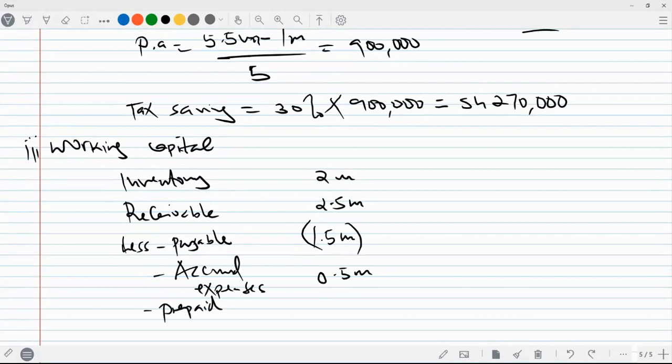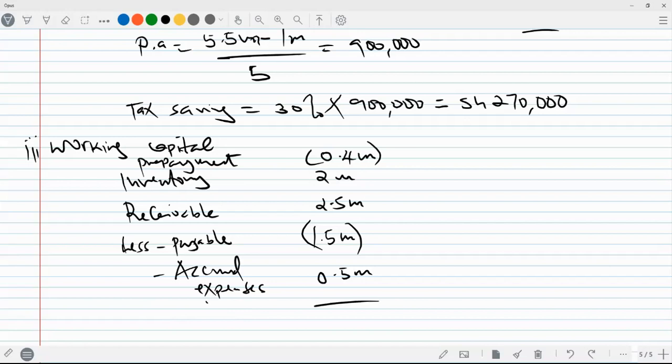Prepaid expenses is part of assets, isn't it? Prepayment is part of the asset, so they're not part of liabilities. So we should not subtract them. If anything, we need to add them here. Prepayment is going to decrease by 0.4 million, so it is a negative 0.4 million because this is an asset decreasing by 0.4 million.